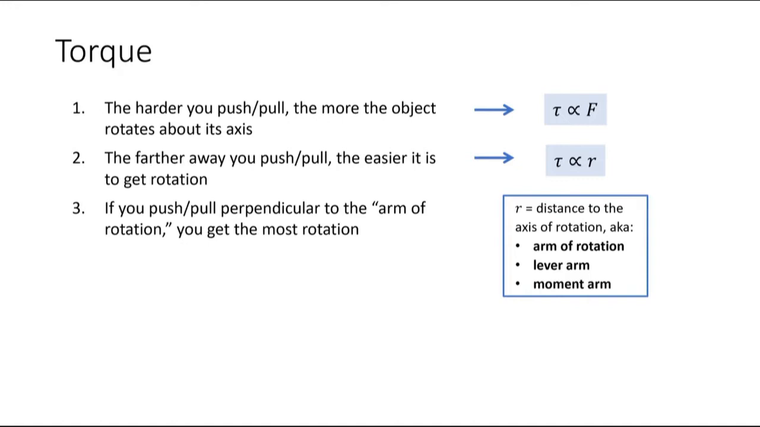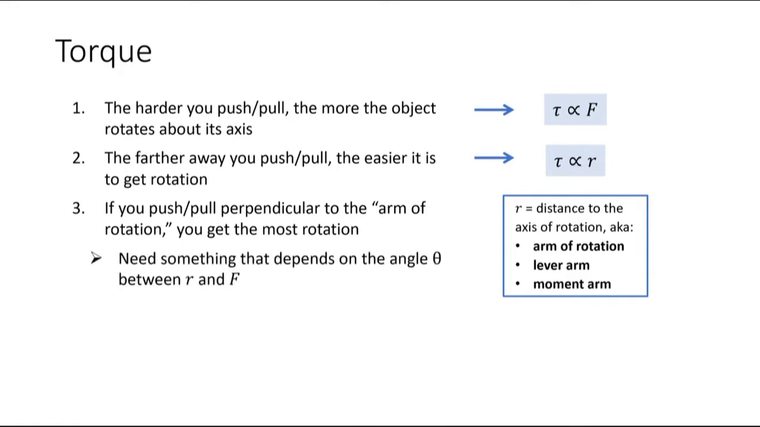All right, and then the last bit of information here, which is the angle dependence. Remember, we said that if you push perpendicular to that lever arm or arm of rotation, you get the most rotation. Specifically, we need something that will depend on the angle between F and r. So we're applying our force perpendicular to the door. The door is parallel to that lever arm. So the angle between the lever arm and the force is going to be important when we think about torque.